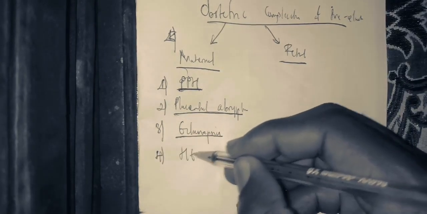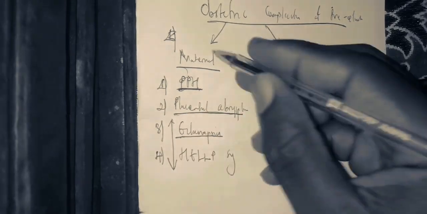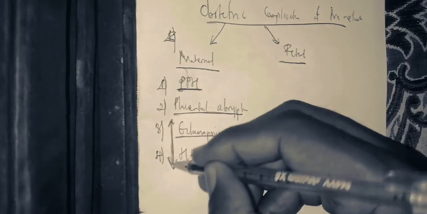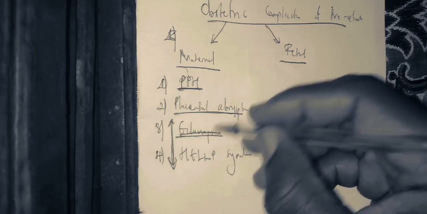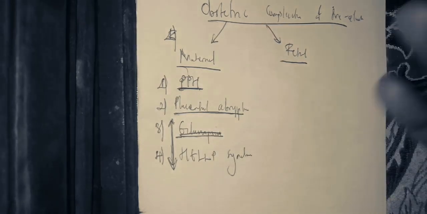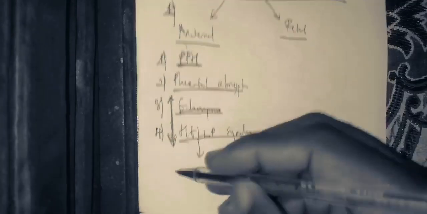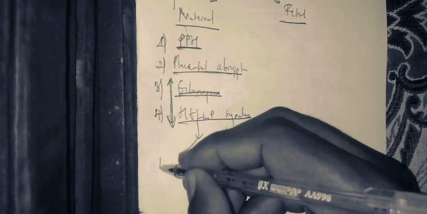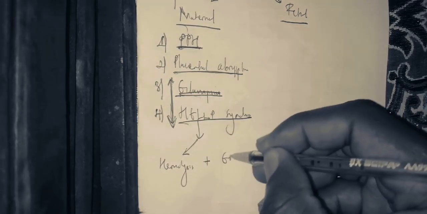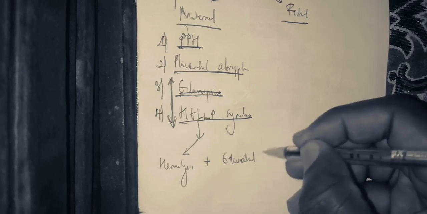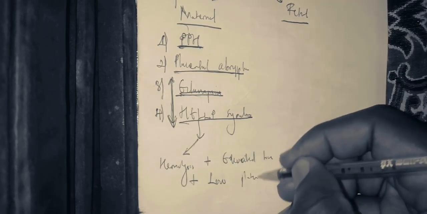And then the fourth complication is HELLP syndrome. Is it clear? The two major maternal complications are mostly these two, eclampsia and HELLP syndrome. Eclampsia just means that you have convulsion in pregnancy. So when you have convulsion in pregnancy, it's eclampsia, as I've just explained. Now, what is HELLP syndrome? HELLP syndrome is a syndrome of hemolysis plus elevated liver enzymes plus low platelets. Is it clear?